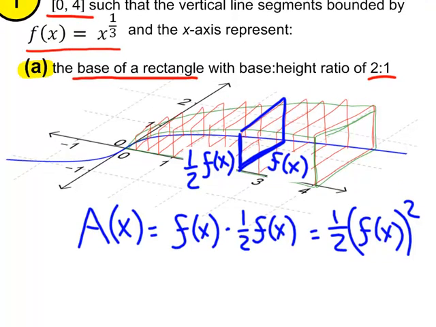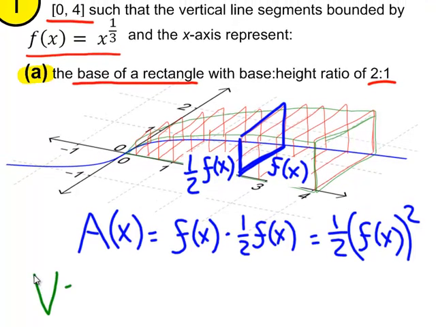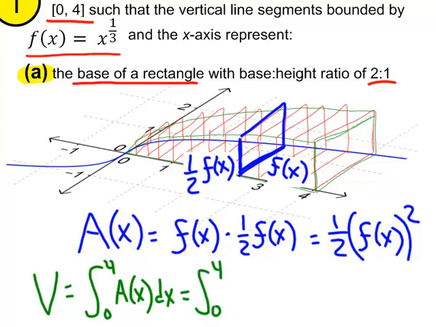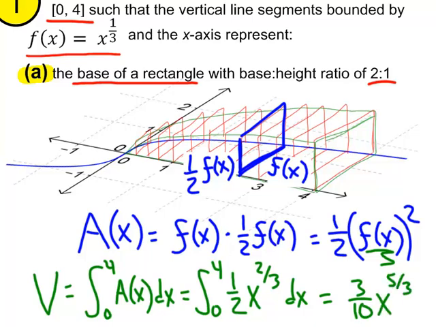So we'll write our integral for volume. Volume equals the integral. We said the interval of x would be from 0 to 4 of A of x dx, which in this case is 1/2 times f of x squared. F of x was x to the 1/3 power, so if I square it, we'll get x to the 2/3 power dx, which will give us, by antiderivative, 3/10 x to the 5/3, evaluated from 0 to 4.